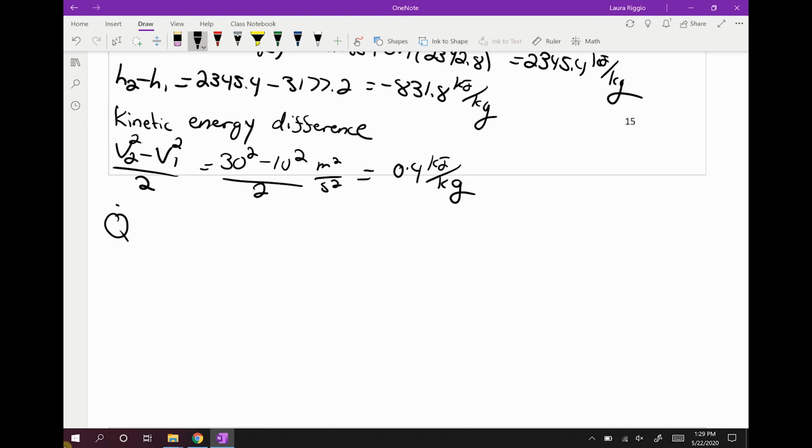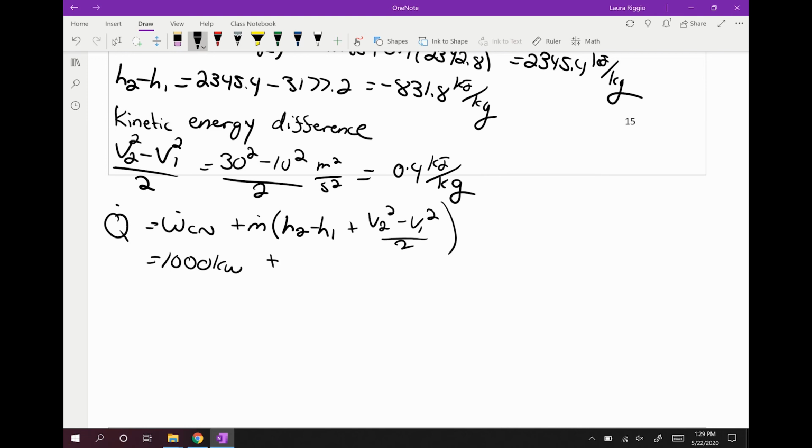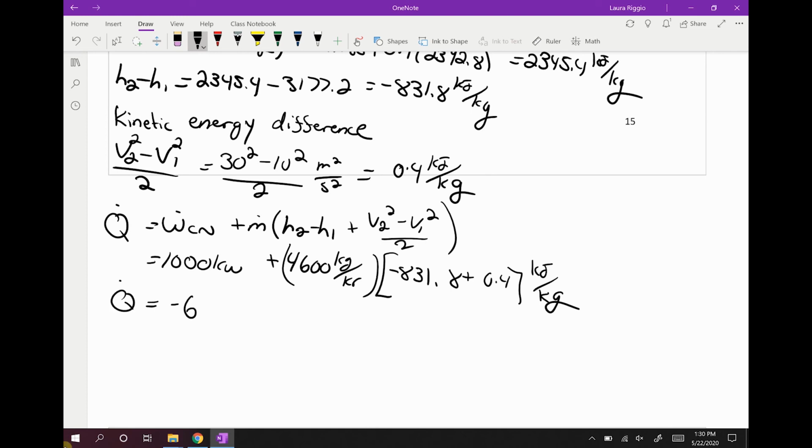So our heat transfer rate is equal to our work plus our mass flow rate times our change in enthalpy plus our change in kinetic energy, which is 1,000 kilowatts plus 4,600 kilograms per hour times minus 831.8 plus 0.4. So our heat transfer is equal to minus 62.3 kilowatts.